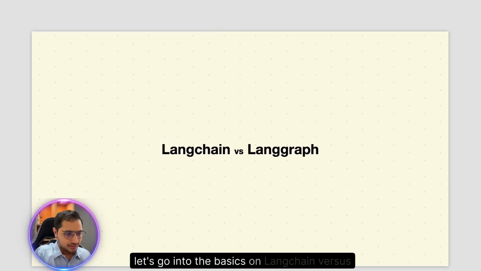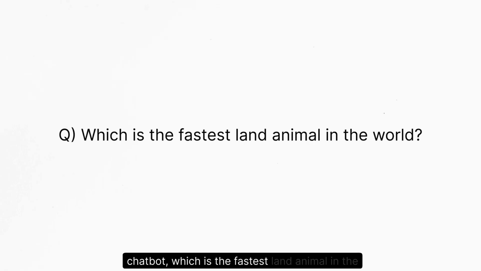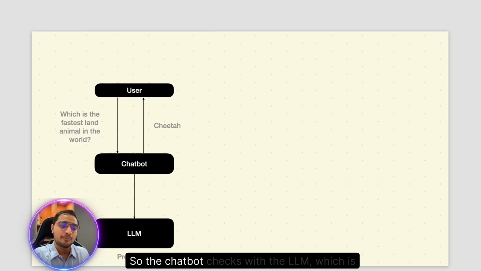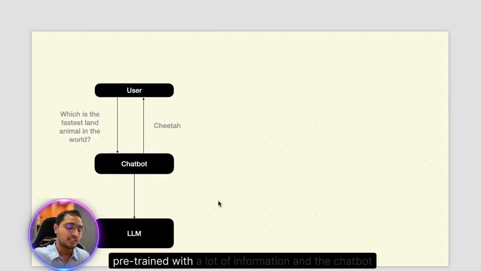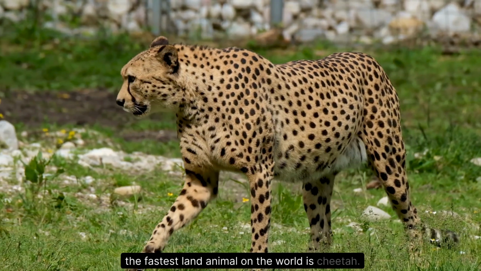Let's go into the basics on LangChain versus LangGraph. Let's take a simple example of a user asking the chatbot, which is the fastest land animal in the world. The chatbot checks with the LLM, which is pre-trained with a lot of information, and the chatbot responds with a single word, cheetah, or it says the fastest land animal in the world is cheetah.